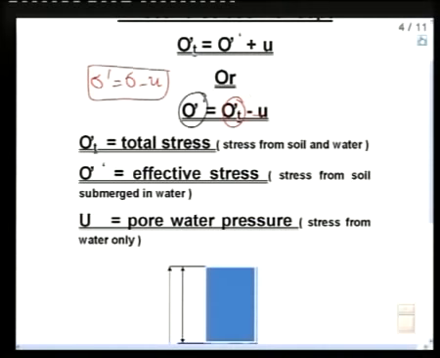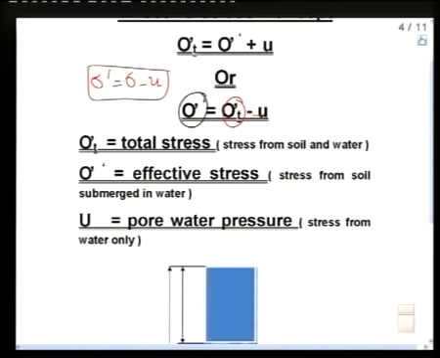Now, what are these? Sigma total, whether I write it with sub T or without, is total stress. It is the stress from soil and water. It will be equal to effective stress, sigma prime, which is the stress from soil submerged in water only.